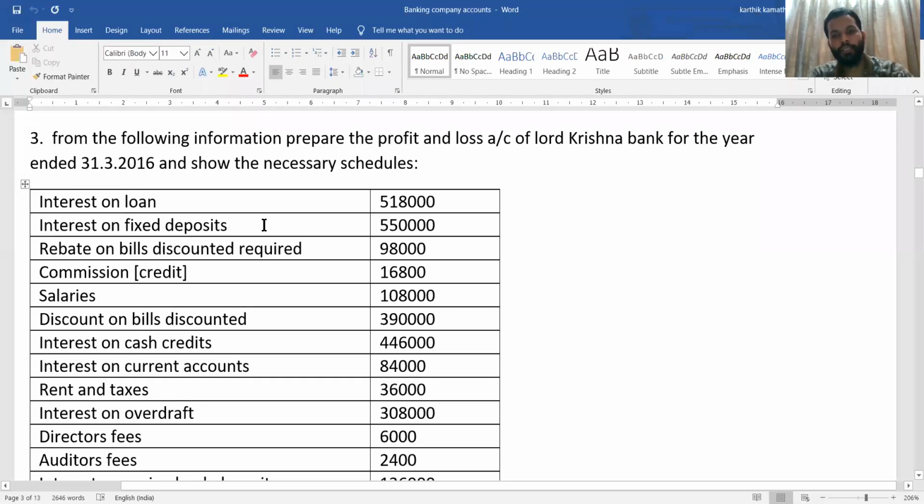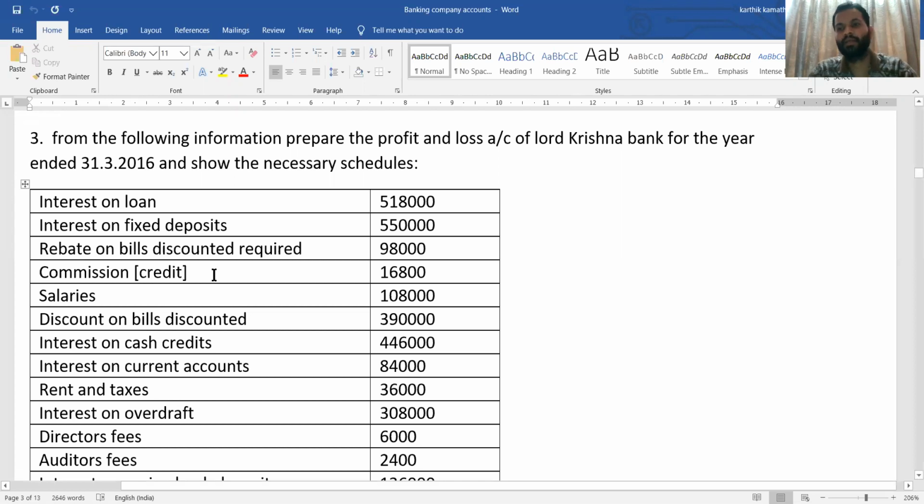Interest on loan, whether it is a profit or expense to the bank, that we need to see. Interest on loan is a profit to the bank because the bank is getting the interest amount from the customer. So it is schedule number 13, interest earned. Interest on fixed deposit, what happens? It is an expense to the bank because the bank is giving the amount to the customer. So it is schedule number 15, that is interest expended. Rebate on bills discount, that is already explained, that you need to deduct from schedule number 13.